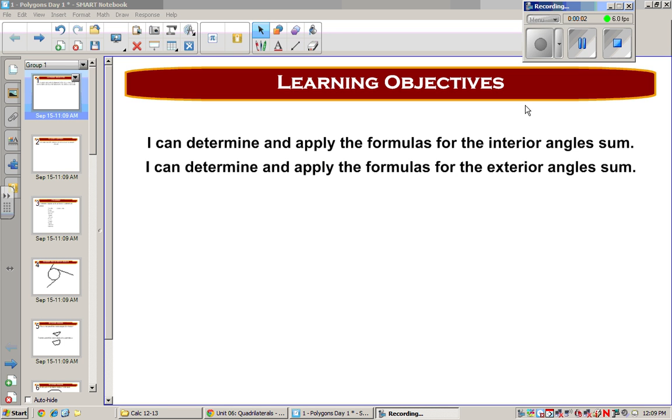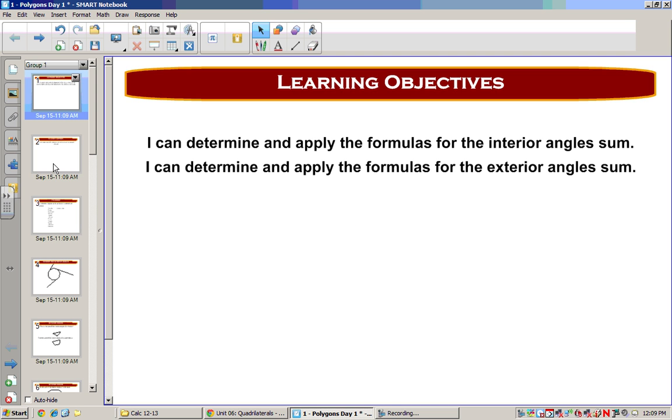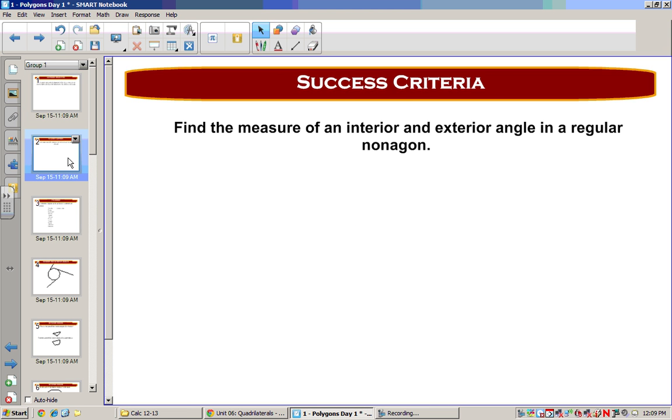Hello, today we're going to be learning about polygons, and specifically, by the end of the day, you should say, I can determine and apply formulas for the interior angle sum, and you can do that same thing with the exterior angle sum. All right, first thing we want to look at is, by the end of the day, we'll be able to find interior and exterior angles in a regular nonagon.